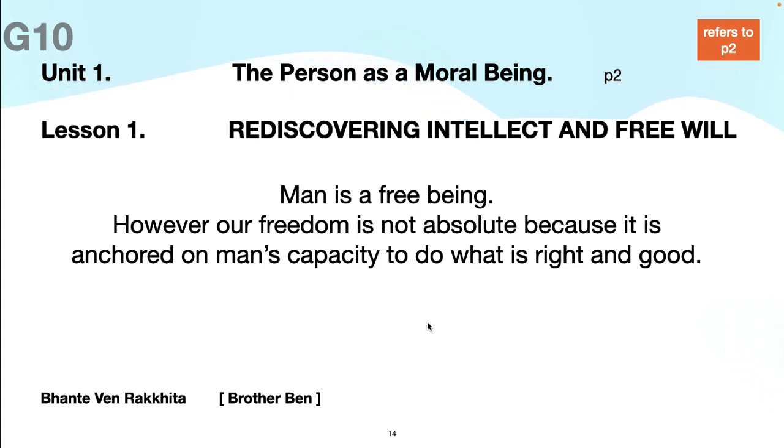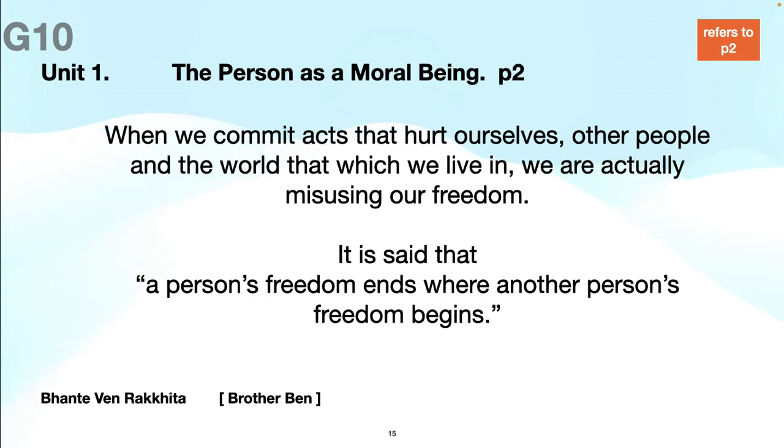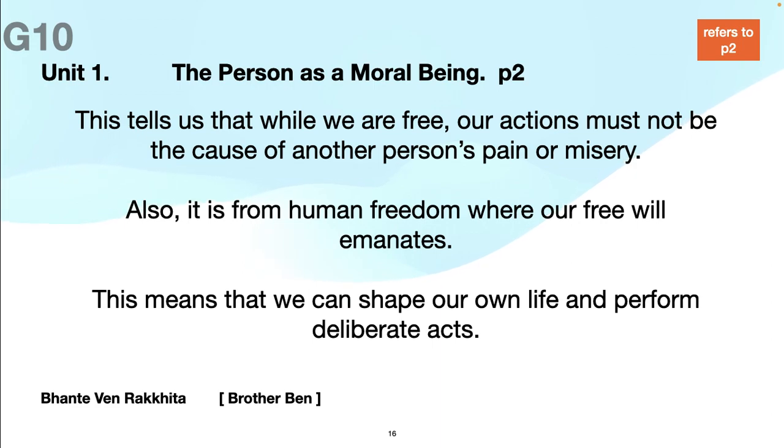Man is a free being. However, our freedom is not absolute because it is anchored on man's capacity to do what is right and good. When we commit acts that hurt ourselves, other people and the world that we live in, we are actually misusing our freedom. It is said that a person's freedom ends where another person's freedom begins. This tells us that while we are free, our actions must not be the cause of another person's pain or misery.